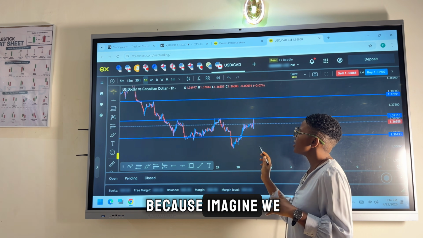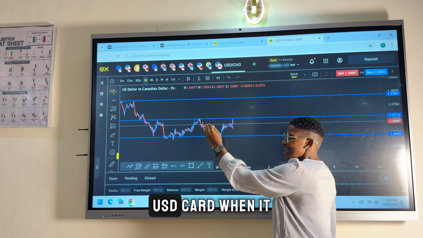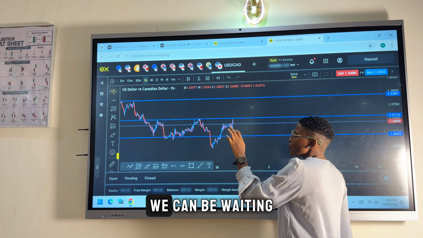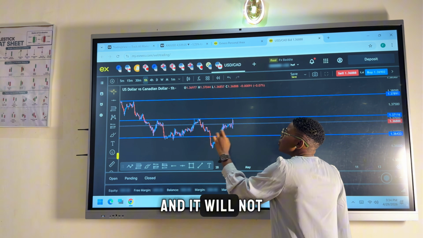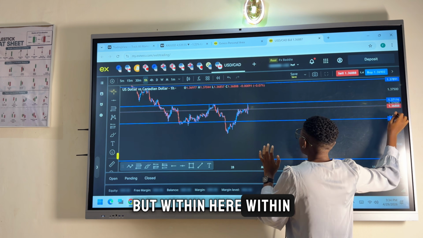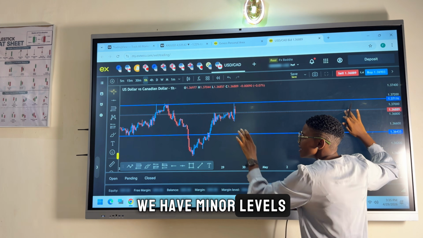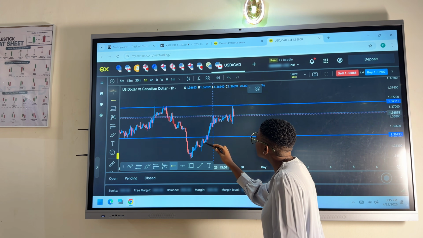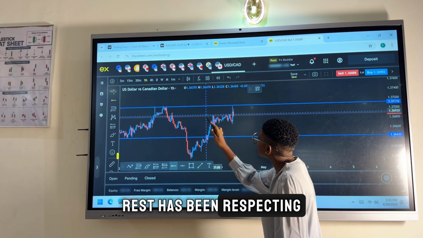for you to have your entries. Because imagine we want to sell USD CAD when it breaks this major support level. We can be waiting here for hours, right? And it will not easily drop down here. But within this range, we have minor levels inside here. We have a minor resistance level up here. You see levels that price has been respecting inside here.